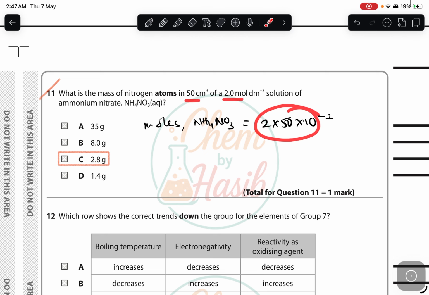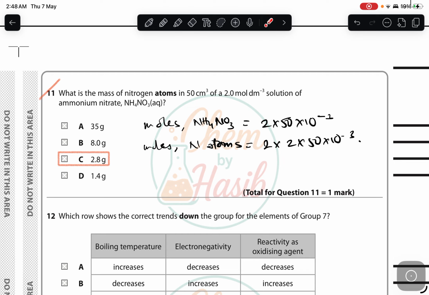Then you find the moles of nitrogen atoms. Now one ammonium nitrate contains two nitrogen atoms in it, right? So the moles of nitrogen atoms will be 2 × 2 × 50 × 10^-3. The moles of nitrogen atoms will be twice the moles of ammonium nitrate because one ammonium nitrate contains two nitrogen atoms in it, right? So then you find the mass of nitrogen atoms.